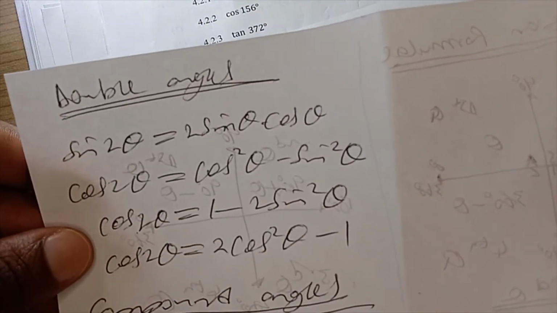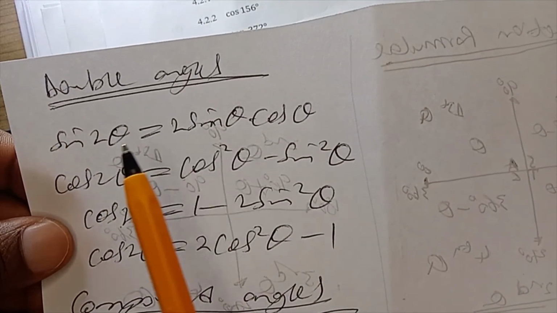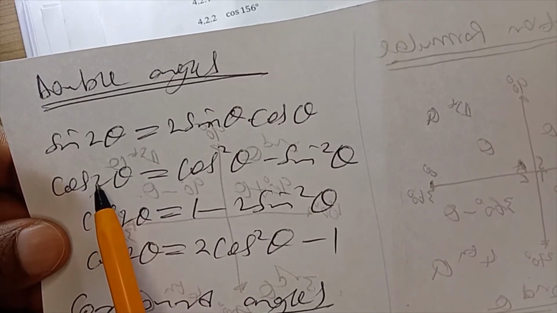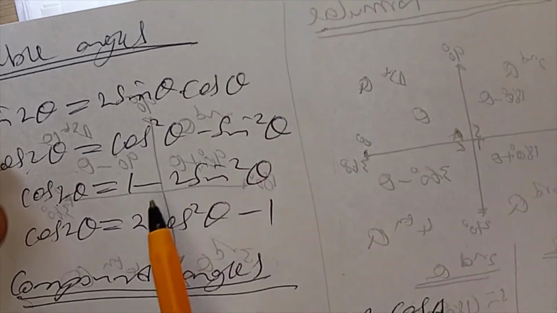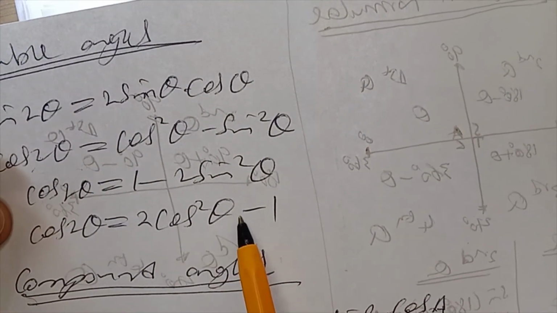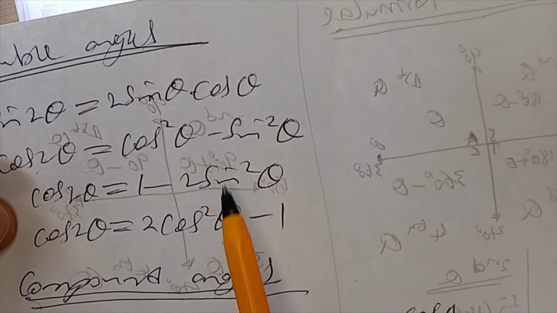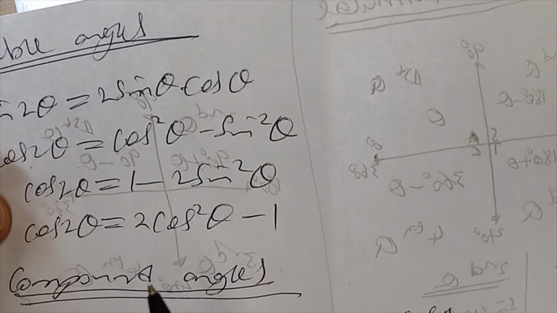We are having our double angles, okay? We are saying that the double angle of the cosine equals to that, equals to that, and that. You choose which one suits you.